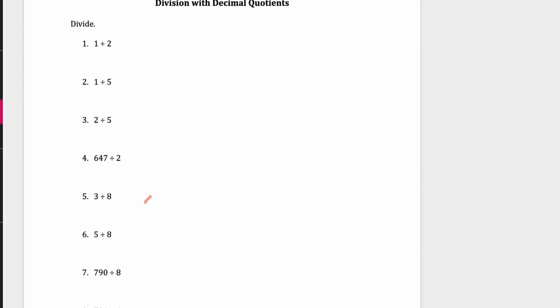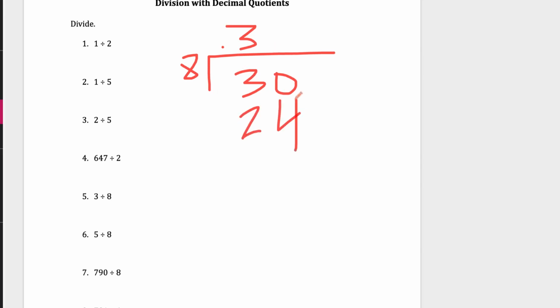And let's try number 5. 3 divided by 8. So the 8 is on the outside and the 3 is on the inside. 8 does not go into 3, so we put a decimal point. We add a 0. 8 goes into 30 3 times. So 8 times 3 is 24. Subtract, we get a 6.